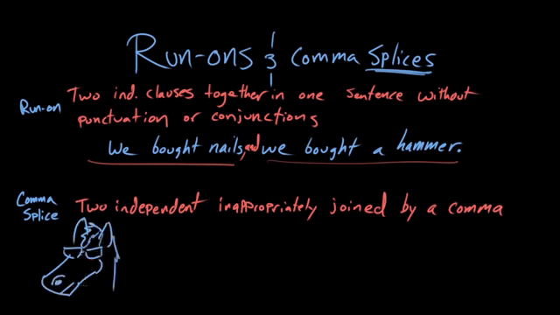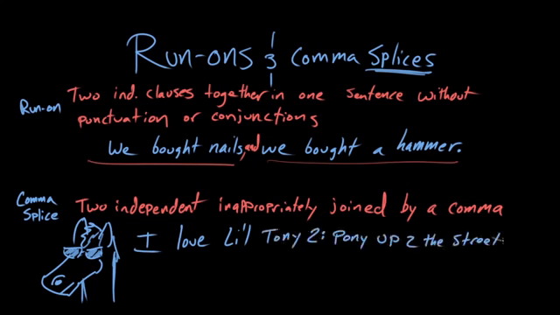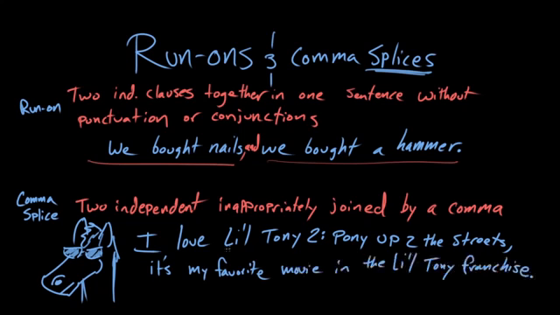So, Rosie, this is Little Tony, Crime Fighting Pony. For example, in this sentence, I love Little Tony 2, Pony Up to the Streets, it's my favorite movie in the Little Tony franchise. Very fine series of non-existent films. The problem with this sentence is that right now it's got this comma in the middle of it. And this comma inappropriately joins these two independent clauses.